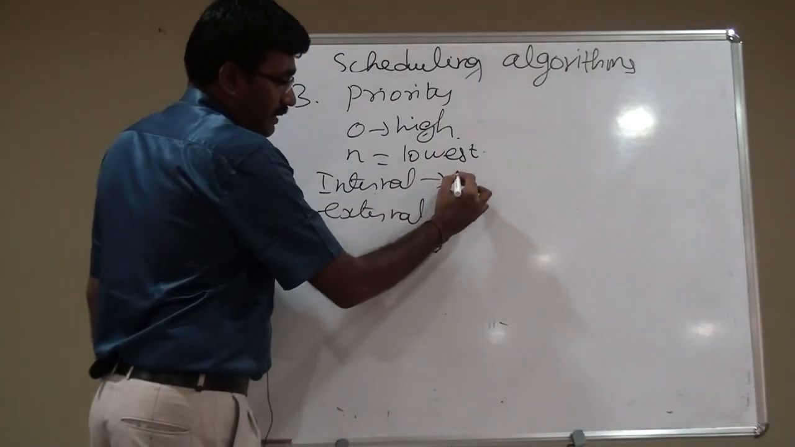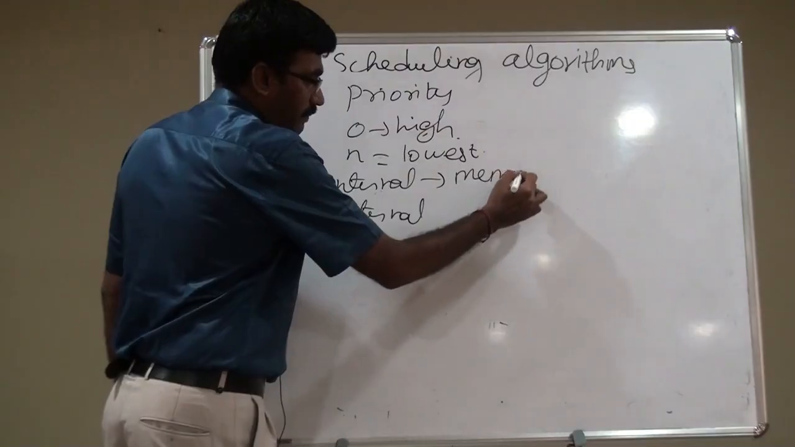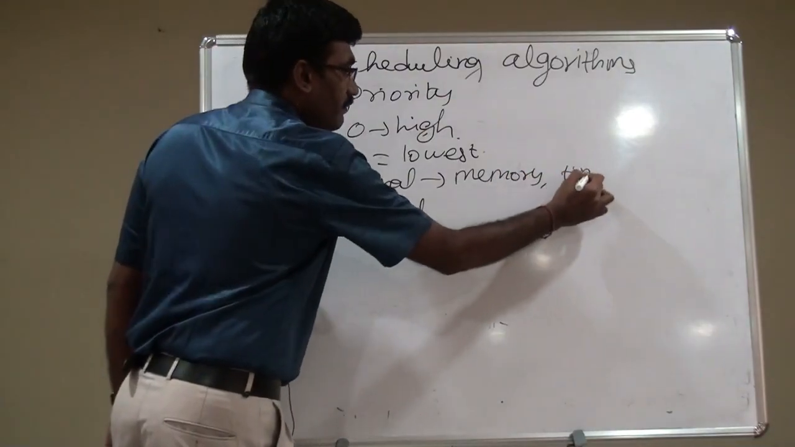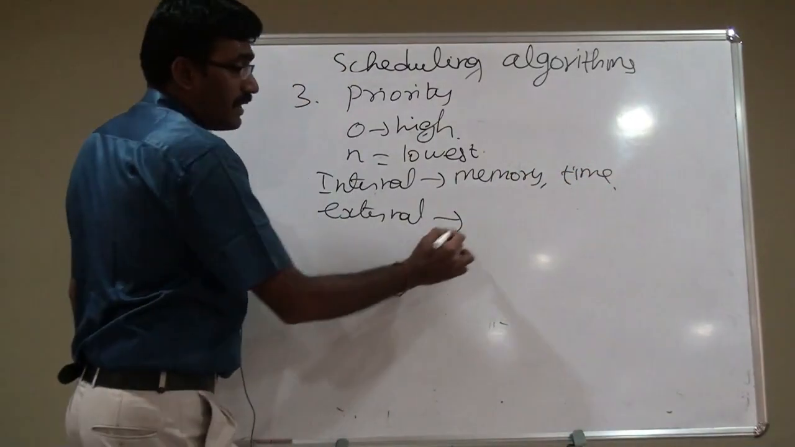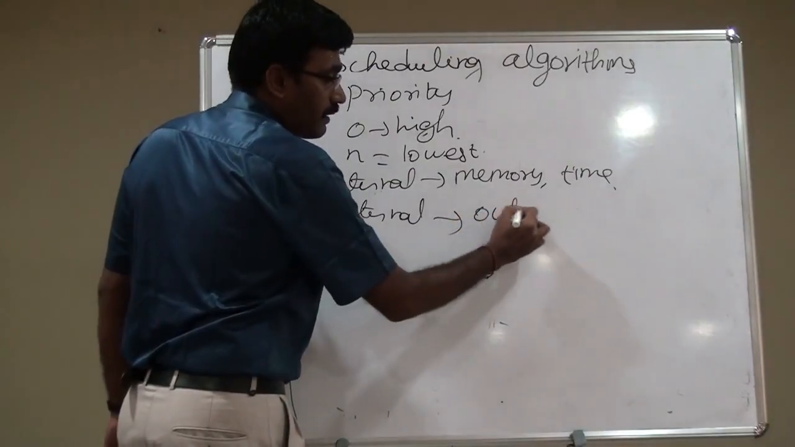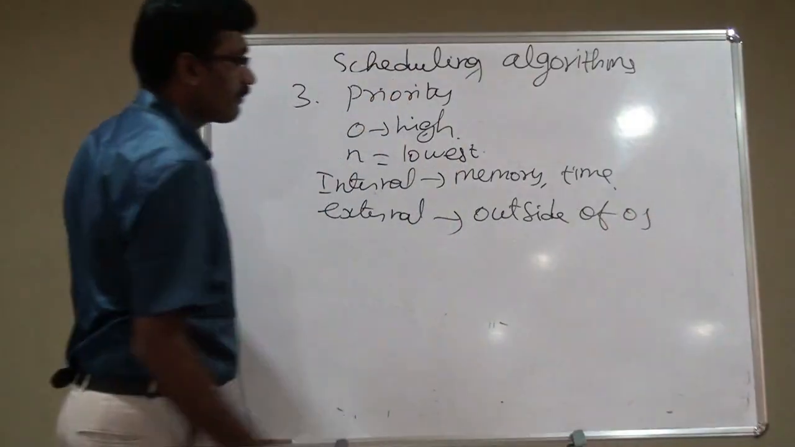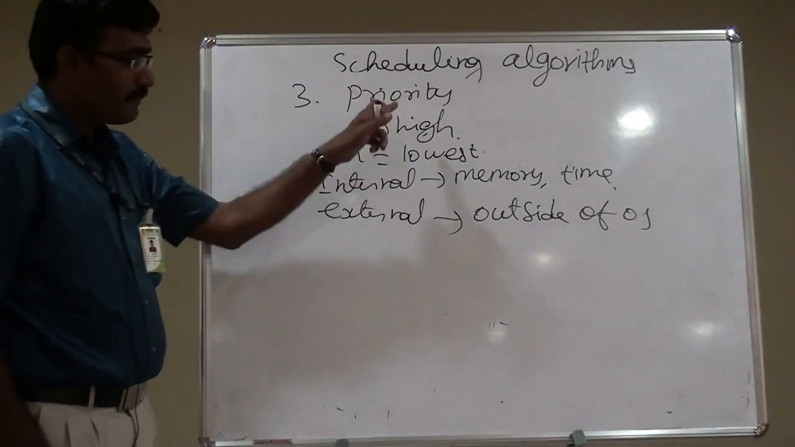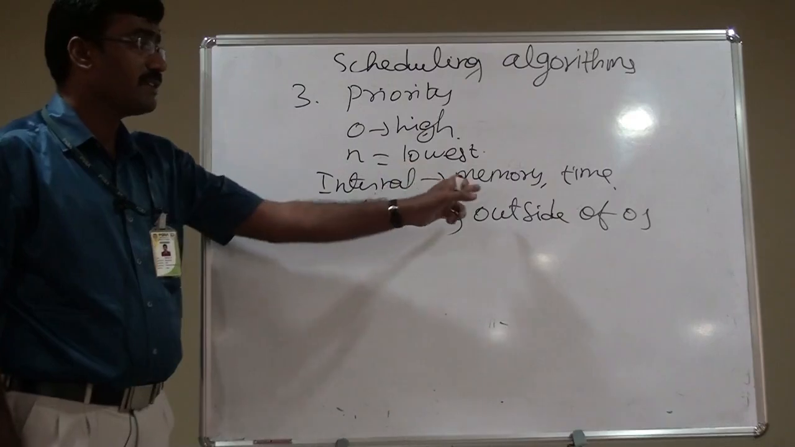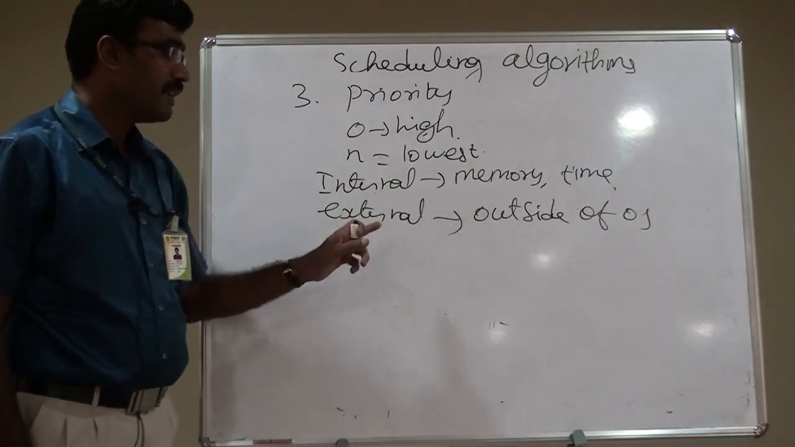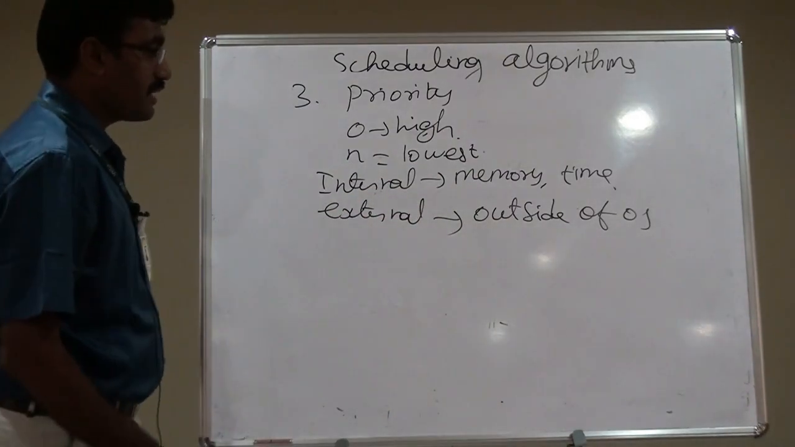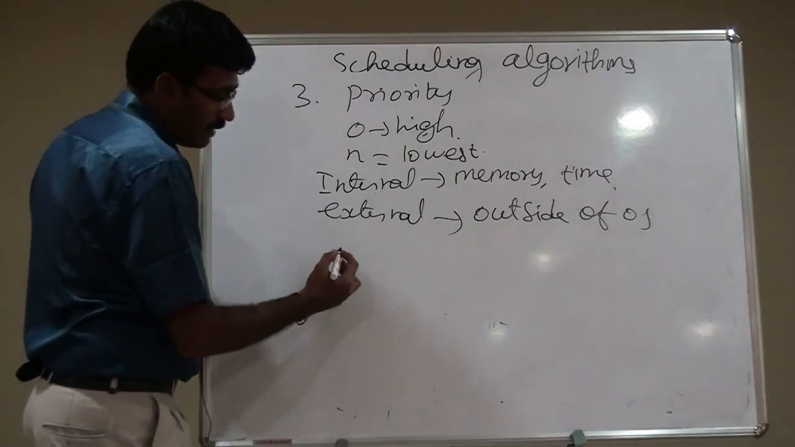Internal priority is based on memory level and time limits. External means the priority is allocated outside of the operating system. So internal priority is based on memory level and time; external is outside of the operating system. Now see the example for this one.